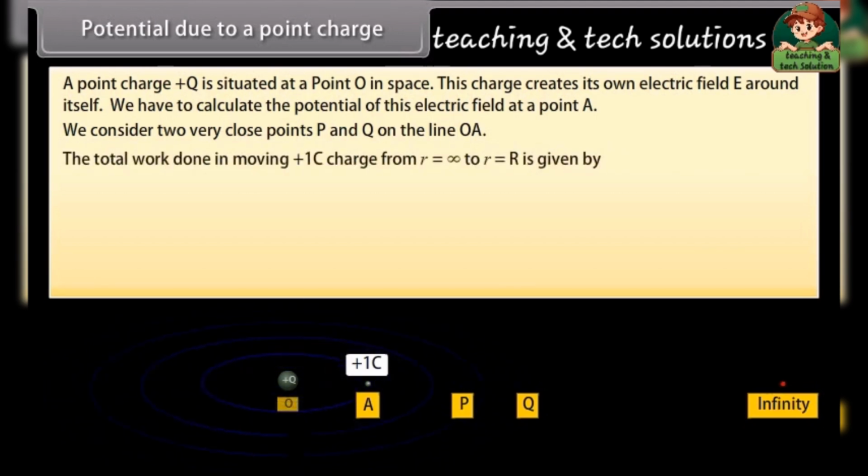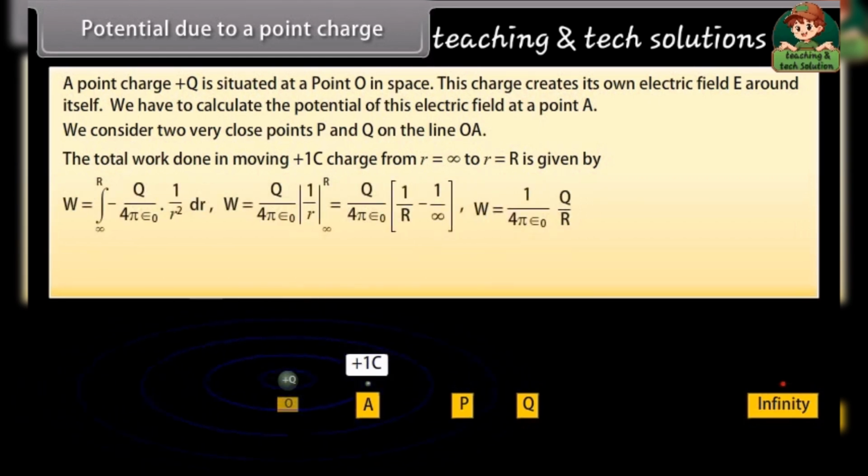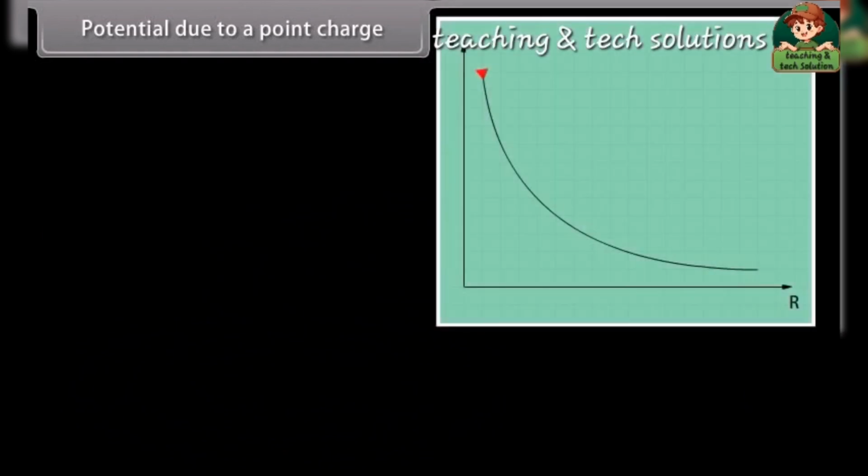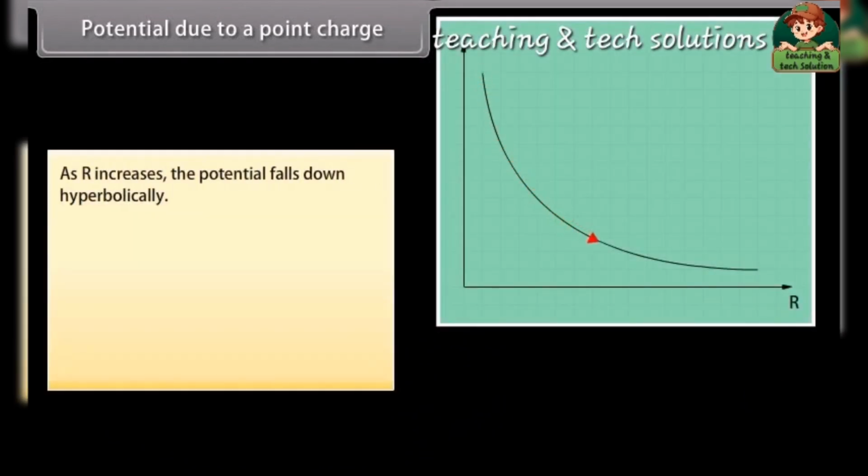The total work done in moving +1 coulomb charge from infinity to point R is given by W equal to 1 upon 4 pi epsilon naught multiplied by Q upon r. This amount of work is the potential of the electric field created by the point charge +Q at a distance r from Q. We can show in the graph that as r increases, the potential falls down hyperbolically.